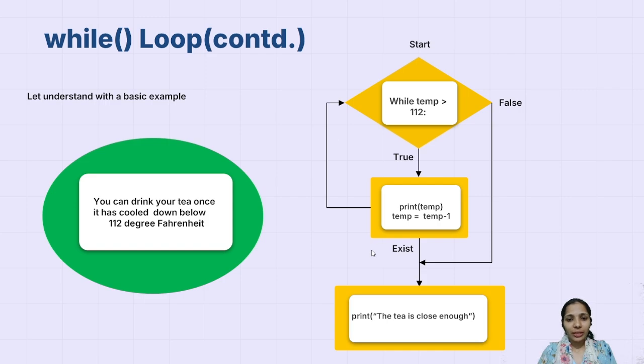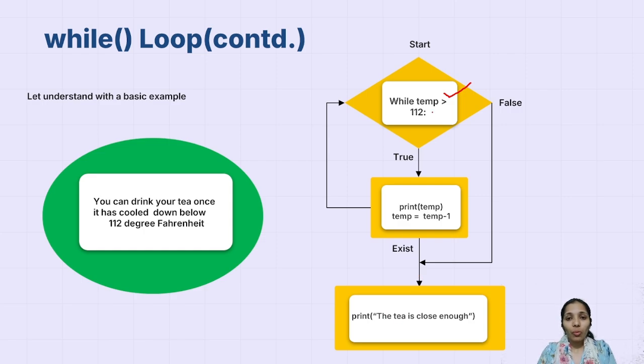Let me explain this concept here. If the condition, temperature greater than 112, is true, then it will print the temperature, and temperature is equal to temperature minus 1. Else, it says let the temperature cool below 112. But here we have given the condition as greater, so since this condition does not match, it will be false and it will exit the loop. That is, the tea is okay.